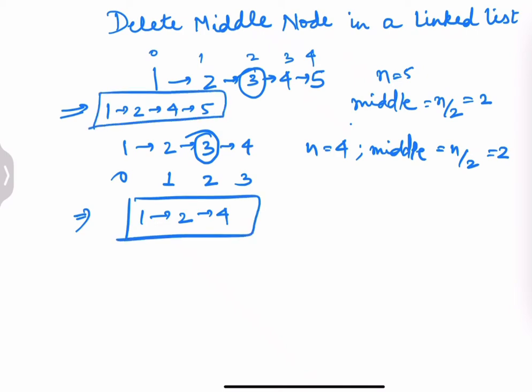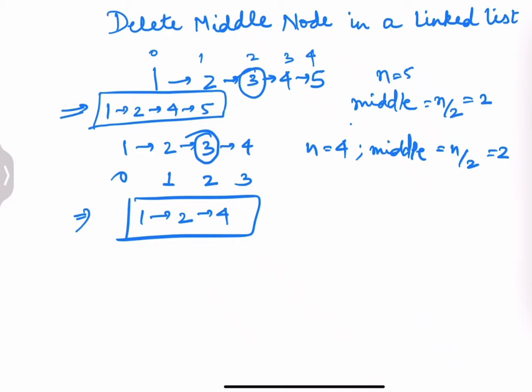Okay. Now there are 2 ways to do it. One you can think of is, you can travel the linked list and keep a count of the number of nodes. While traveling the linked list, you just keep incrementing that counter. Once you reach the end, where the next pointer is null, you have the count of the nodes of the linked list. You can simply do n by 2 and then traverse the linked list again and delete that particular node. So in this case, you have to traverse the linked list twice.